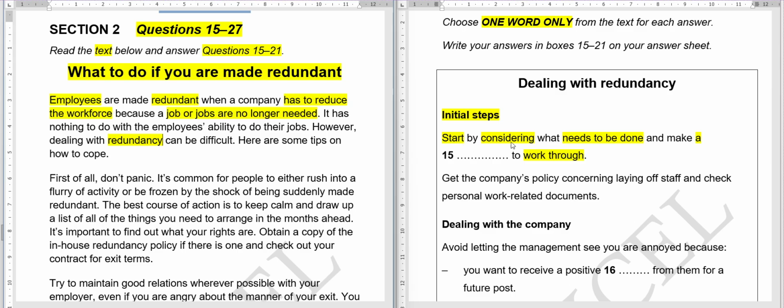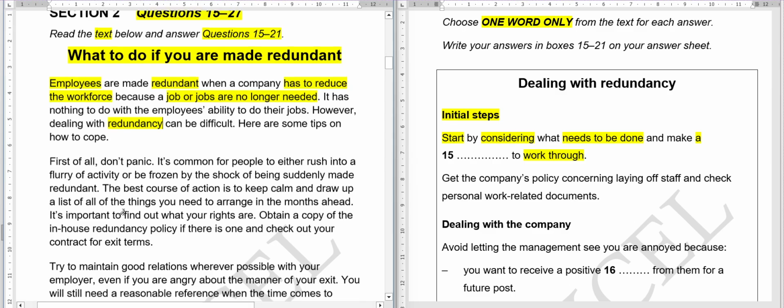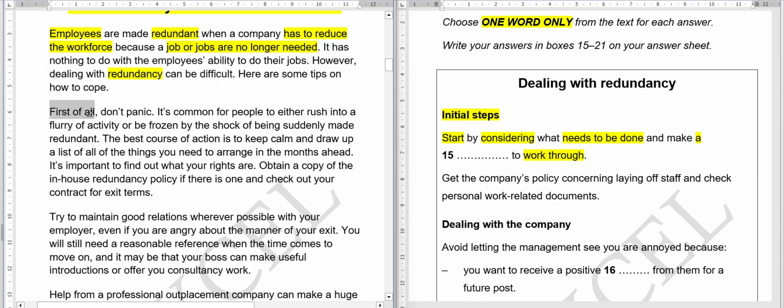Until now we haven't found anything about initial steps or a starting point. I believe here it should be first of all. So that's the initial steps. First of all, don't panic. Okay, we should not panic, but we need to see what needs to be done, and we have to make something. Let's see what we have to make.